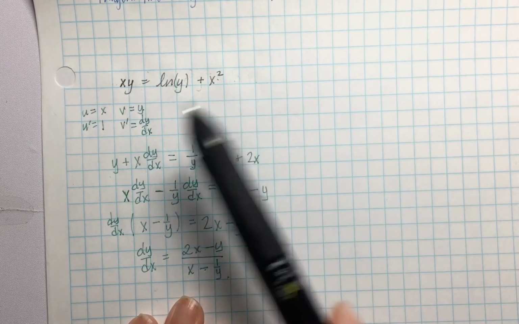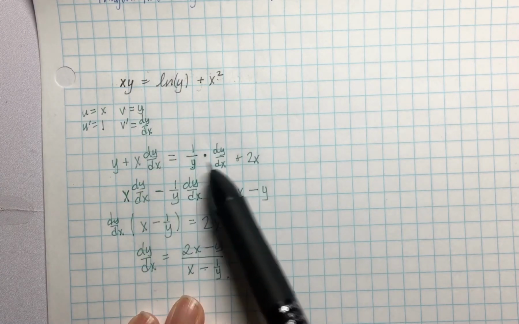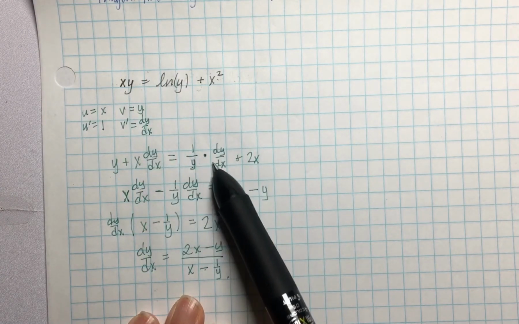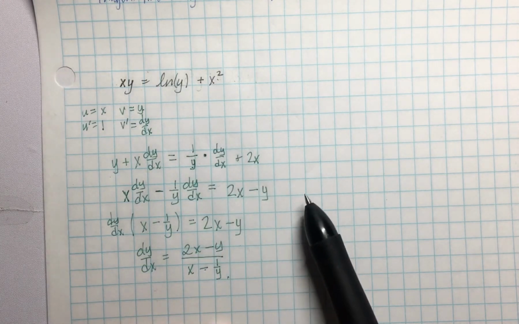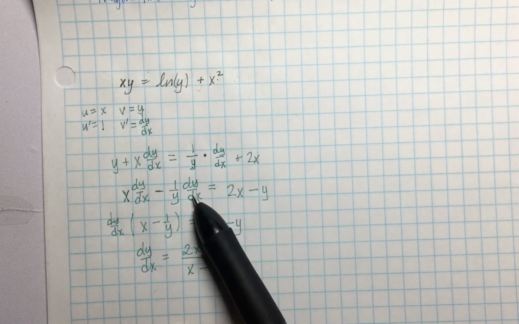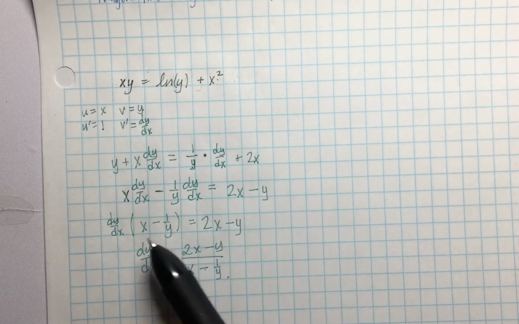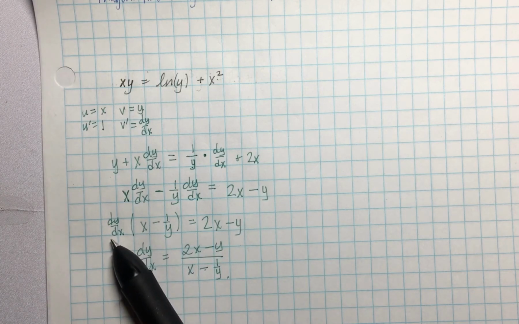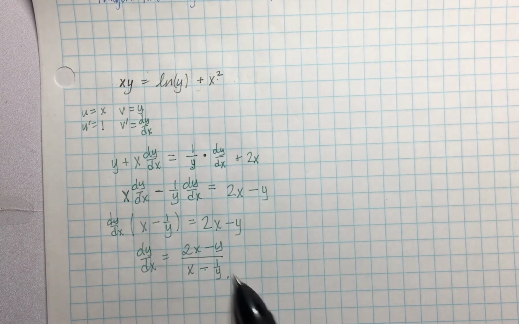So again, I had to product rule. I had to chain rule. I had to chain rule some more with my 1 over y dy dx being the derivative of natural log y. I had to solve for dy dx by getting dy dx to one side, not dy dx on the other side, factor the dy dx out, and then divide by the other stuff. And here is my derivative.